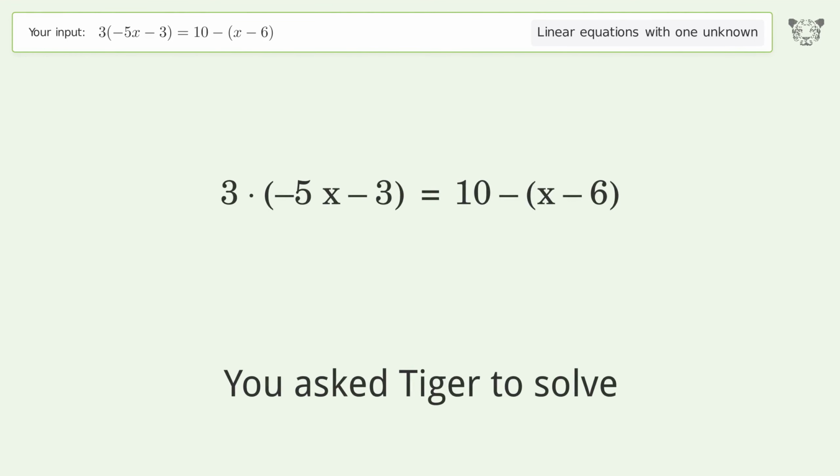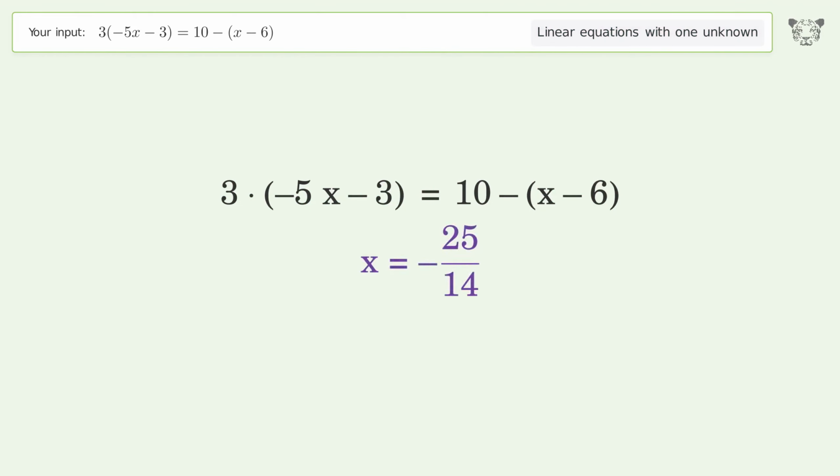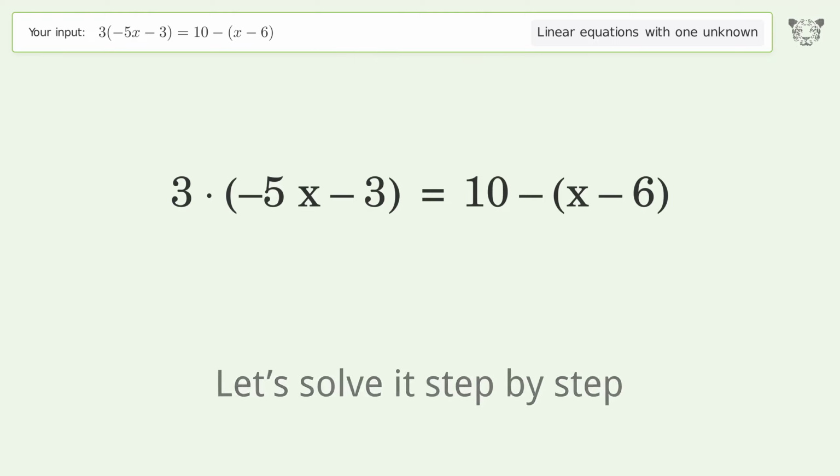You ask Tiger to solve. This deals with linear equations with one unknown. The final result is x equals negative 25/14. Let's solve it step by step.